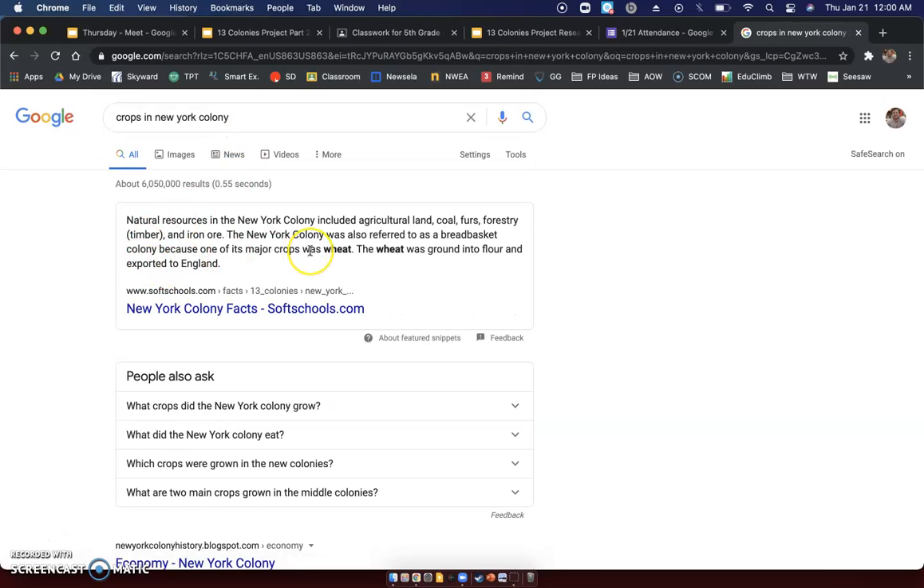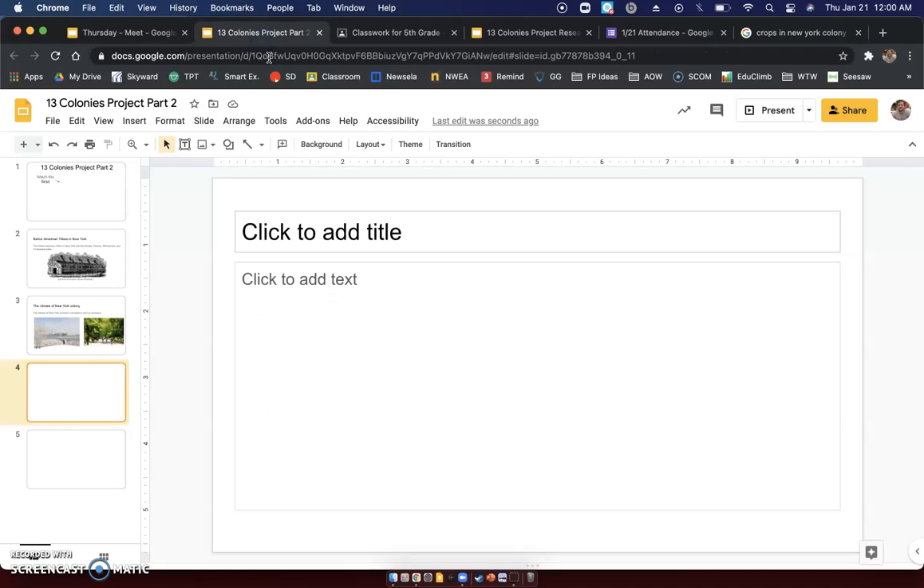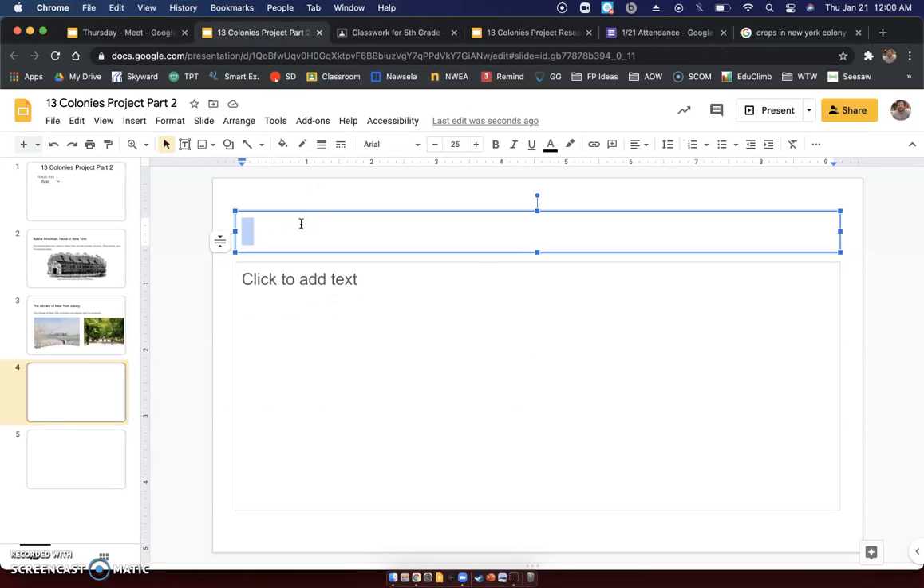Alright, so looking here, it looks like there's a couple different kinds. Looks like a lot of different things that they would get in New York. Land, agricultural land, coal, furs, forestry, which means timber, so trees, and iron ore. However, it was known as the breadbasket colony because one of its major crops was wheat. Alright, so that's kind of the main thing that was happening here in the New York colony.